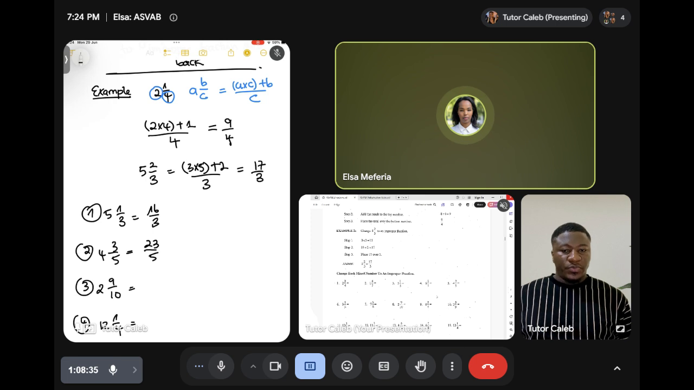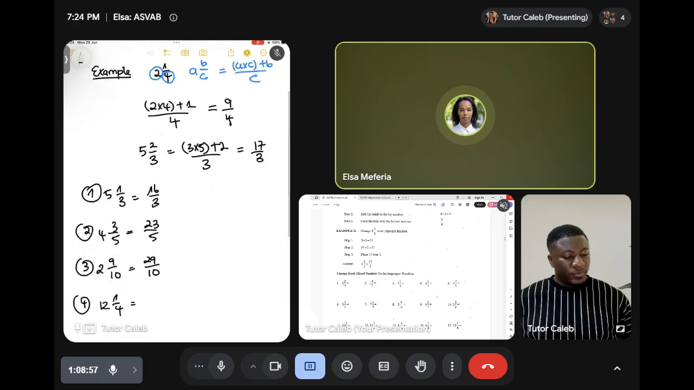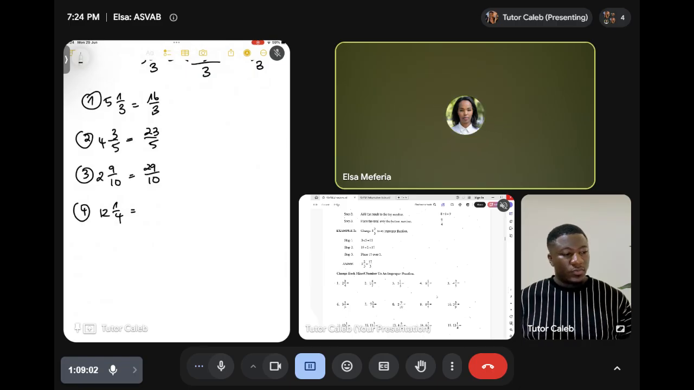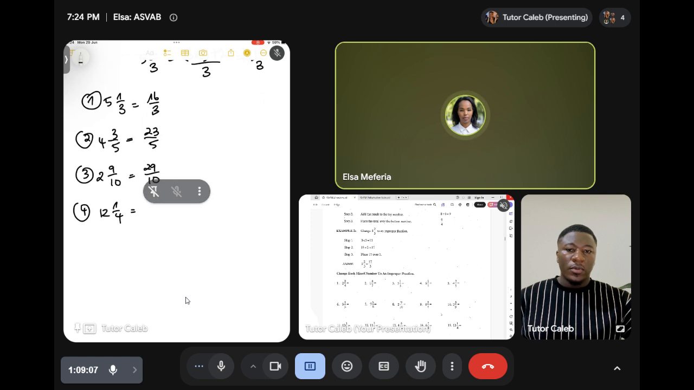Okay, 23/5. Okay, so number 3, I'm giving you 9/10 equals, so it's going to be 2 times 10 plus 9 divided by 10. I'm just going to do 20 plus 9, 29/10. Number 4, I can't see number 4 question. Okay, yeah, 12 1/4 equals 12 times 4 plus 1 in parentheses divided by 4.